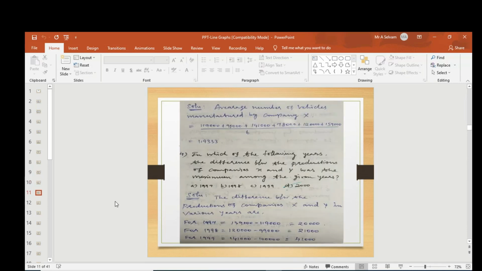Next, question number 4. In which of the following years was the difference between the productions of companies X and Y the maximum among the given years? Once again I am repeating the question. We have to compare X and Y both together, then see the difference, and find out in which year the difference is the maximum. Just a minute.